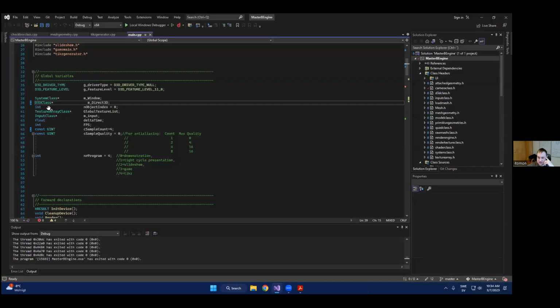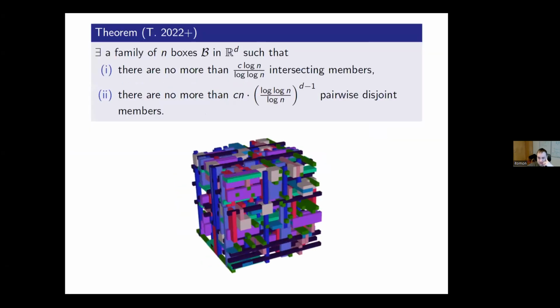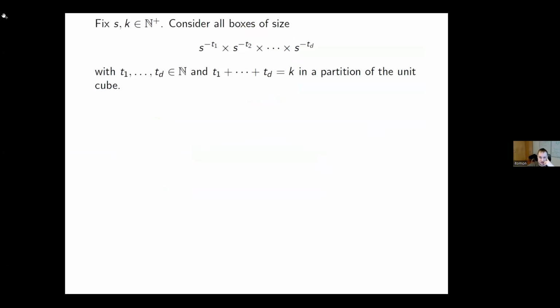So let me give you some exact parameters, or a more mathematical description of what I'm doing. I will fix two positive integers s and k, and I will consider only boxes of sizes s^(-t1), s^(-t2), ..., s^(-td), where t1, ..., td sum up to k, and they are integers. This equality ensures that all these boxes have the same volume, and this volume will be exactly s^(-k).